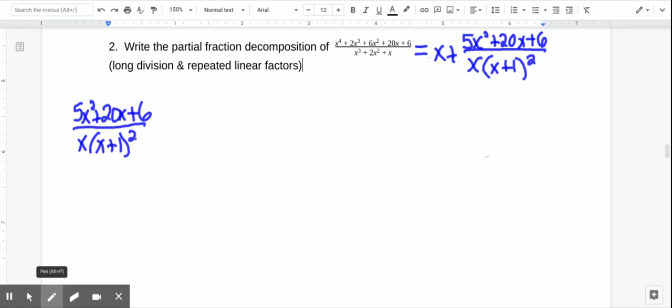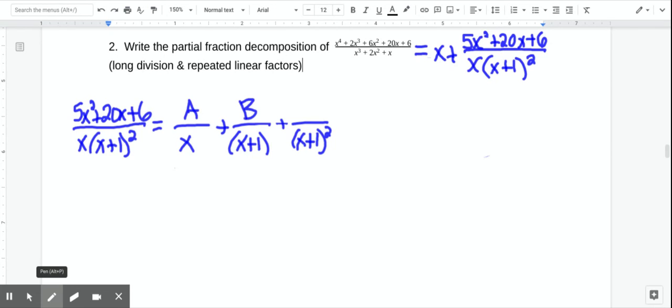plus 1 squared. Okay, so notice one of my factors is x. One of my factors is x plus 1. And one of my factors is x plus 1 squared. Those are all still linear terms, so we only have to worry about putting A, B, and C. Okay, so this is what we're working with here. We need to figure out A, B, and C.